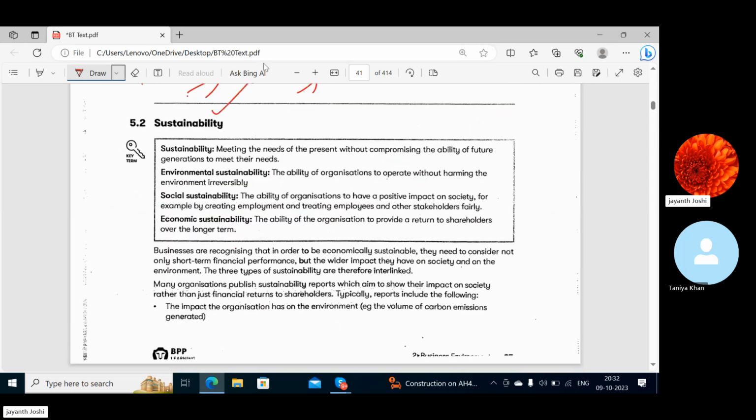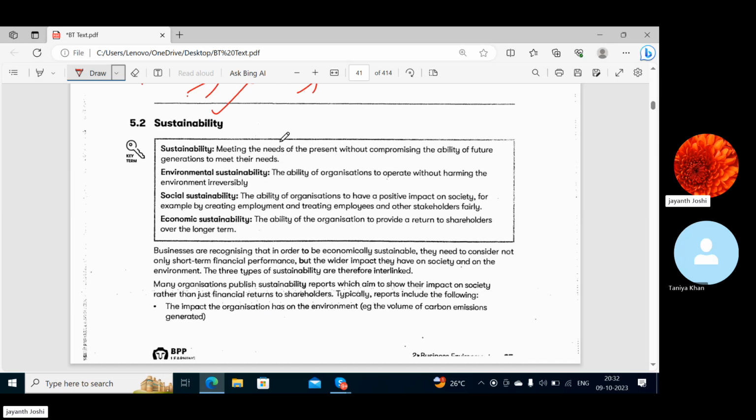Then comes sustainability. What is sustainability? See, I already explained sustainability in the previous session. I told you sustainability is nothing but not exploiting the resources in entirety. That means not only thinking that whatever we have, we can exploit and make money. Also think about the society, the resources belong to everyone, all other stakeholders, and also leave things for the future generation to experience, right?